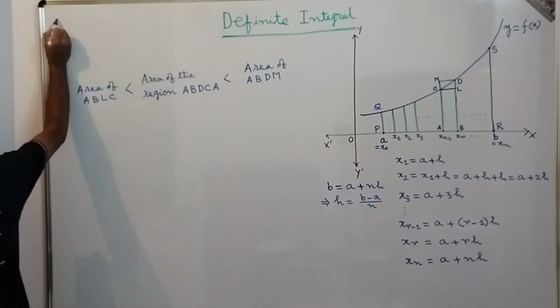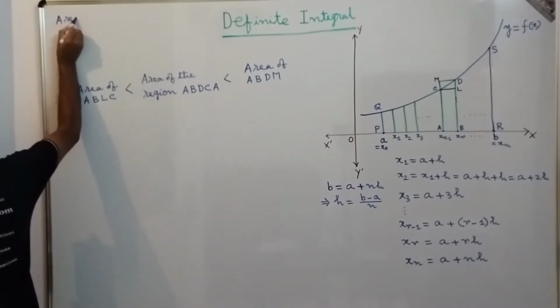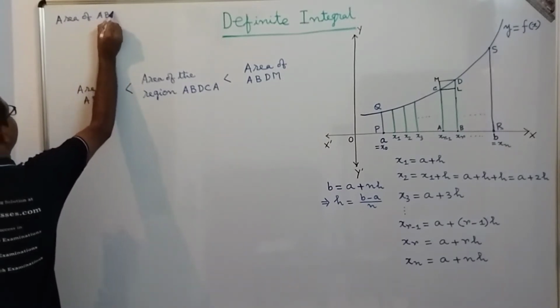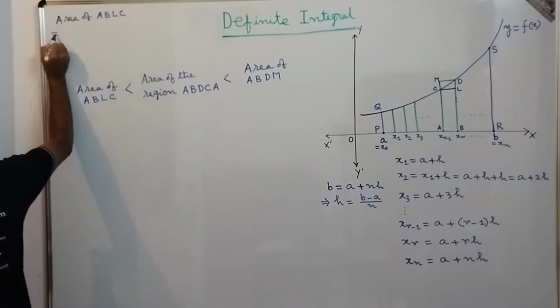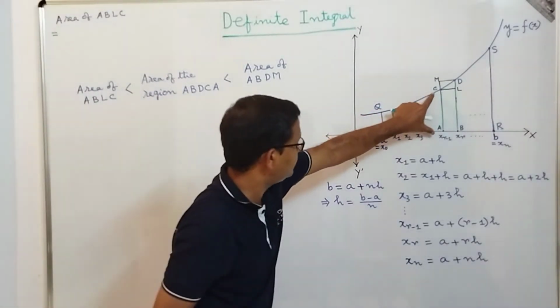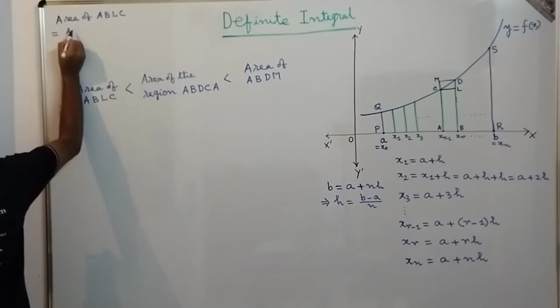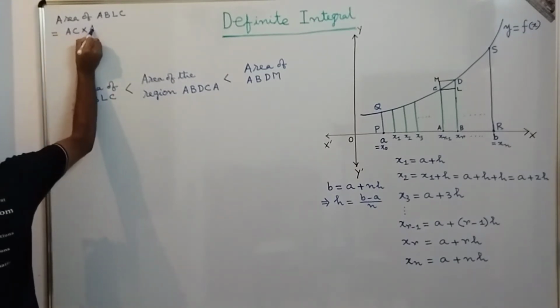So let me find it here. Area of ABLC, that is equal to what? Length is AC into breadth AB. So AC into AB, AC into AB.